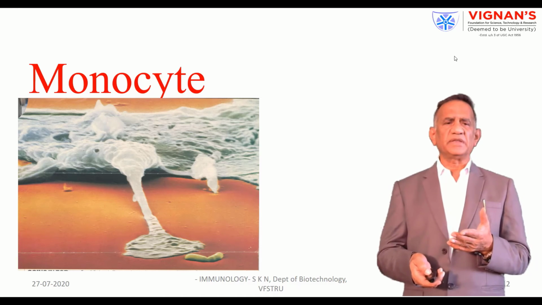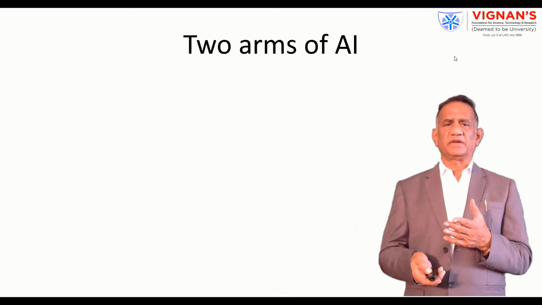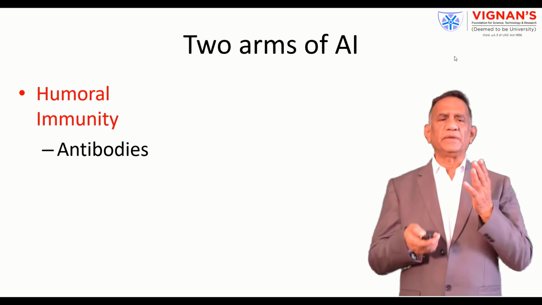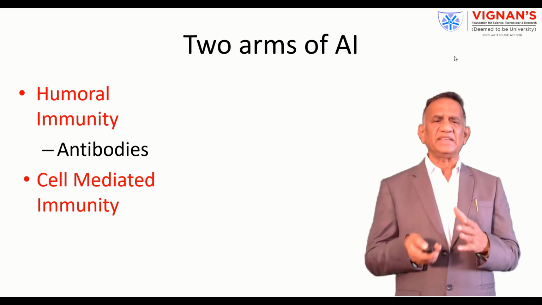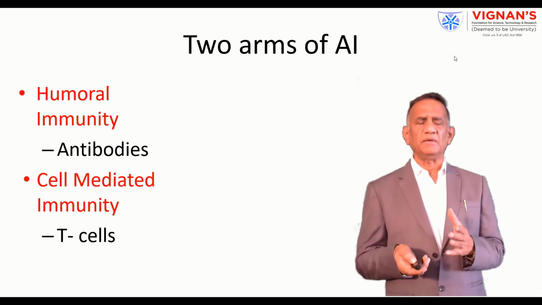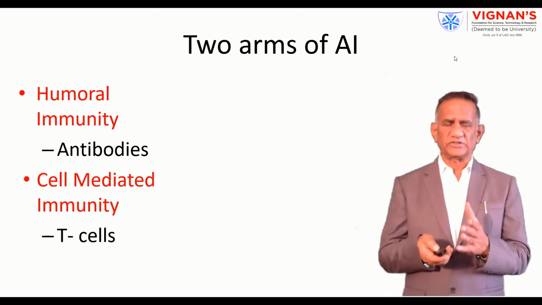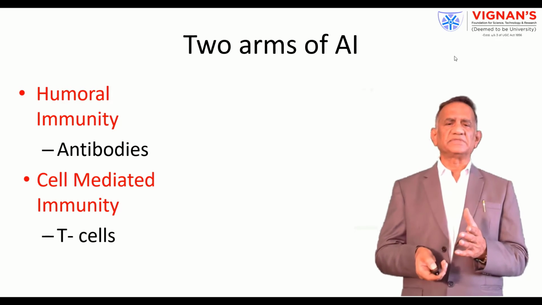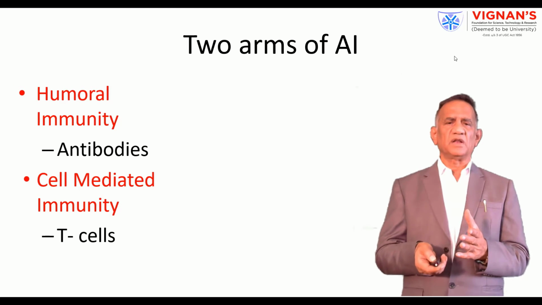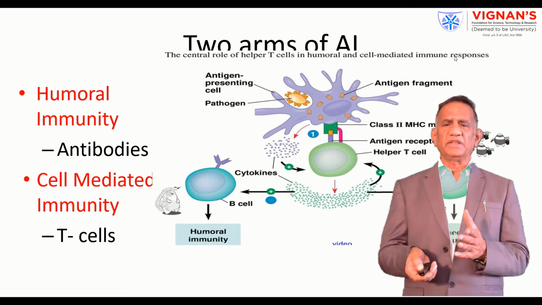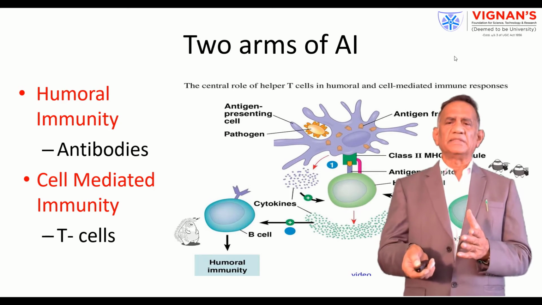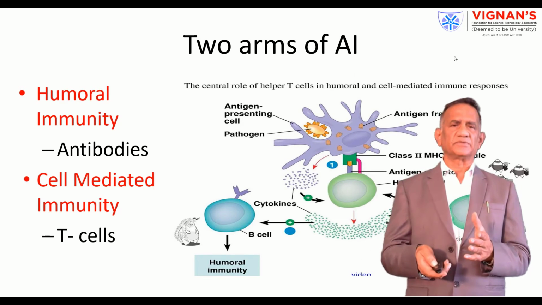So there are two arms of adaptive immunity. One is humoral immunity, the other is cell-mediated immunity. Humoral immunity contains antibodies. Cell-mediated immunity is dominated by the T cells. T cells are nothing but cells which are produced in the thymus. So these are the various humoral immunity examples where immunoglobulins are involved, and cell-mediated immunity is where cytotoxic T lymphocytes are involved. They kill the bacterial cells and the infected cells.